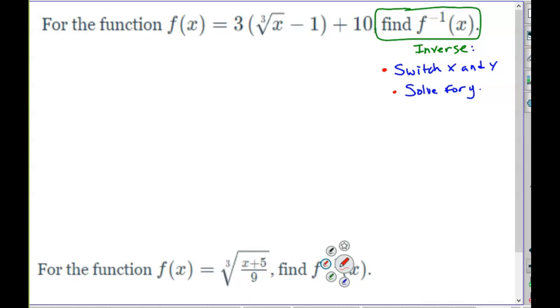To find the inverse, we switch the x and the y, and then we solve for y. And then we call the answer either y inverse, or if it's written in f terms, f inverse. So those are basically the 3 steps that we're going to do.